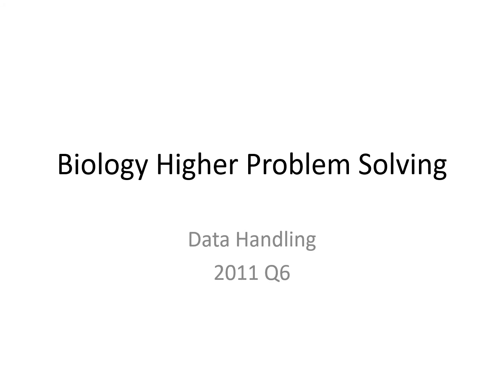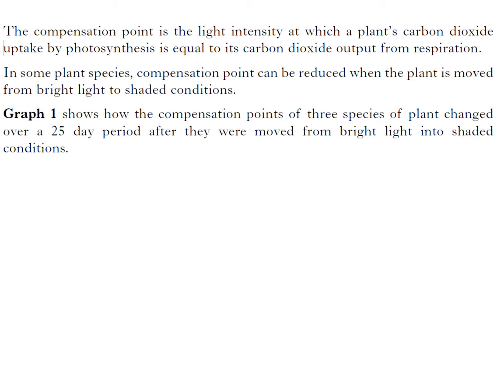Hello hires, so we're now looking at the data handling from the 2011 past paper, question 6. Right, this is context. The compensation point is the light intensity at which a plant's carbon dioxide uptake by photosynthesis is equal to its carbon dioxide output from respiration. In some plant species, compensation point can be reduced when the plant is moved from bright light to shaded conditions.